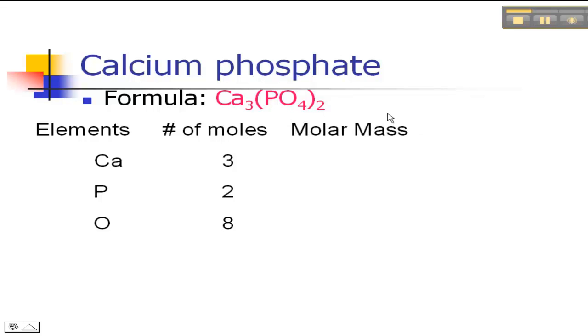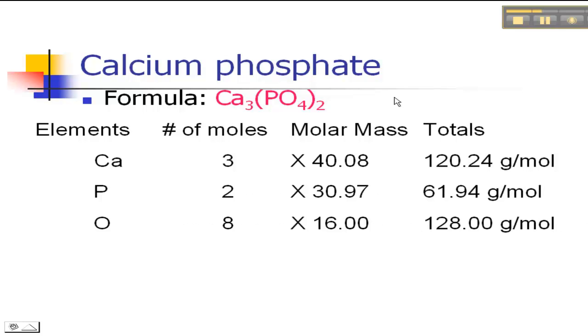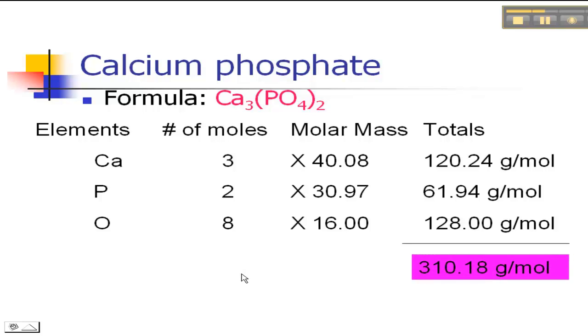Now we're going to get the masses from the periodic table. So for calcium, it's 40.08. Phosphorus is 30.97. Oxygen is 16. Now we're going to multiply each of these. So we get 120.24, 61.94, and 128. Now we're going to add all of these together, and that is going to give us a molar mass of 310.18 grams per mole for calcium phosphate. Now, how are we going to use this?